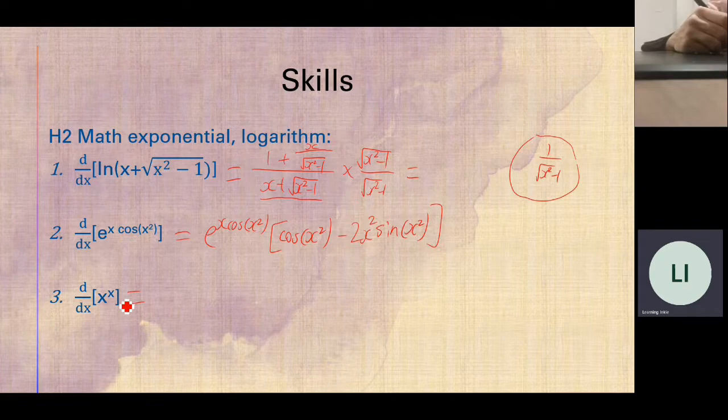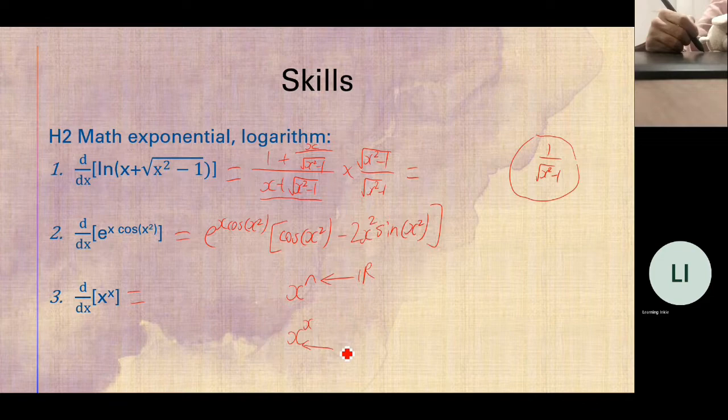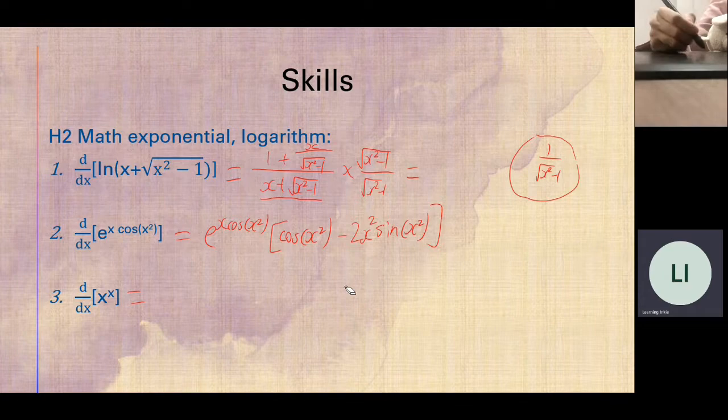What now? Why? If you look at the power rule, the power is a constant, not a function. If you look at the exponential rule, the base is a constant, or to be exact, a positive constant, not a function. So what can we do? Clearly the power rule isn't going to work. We can't change the power to a constant, but we can actually change the base to a constant and then use the exponential rule, and hence I label it under exponential.